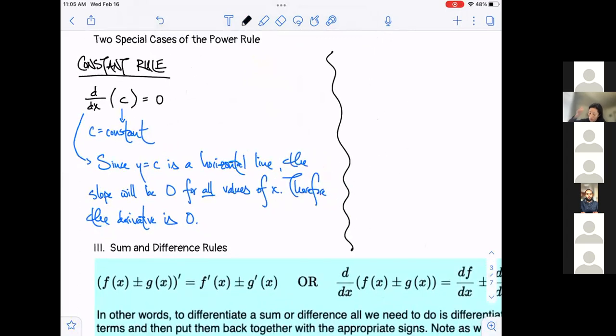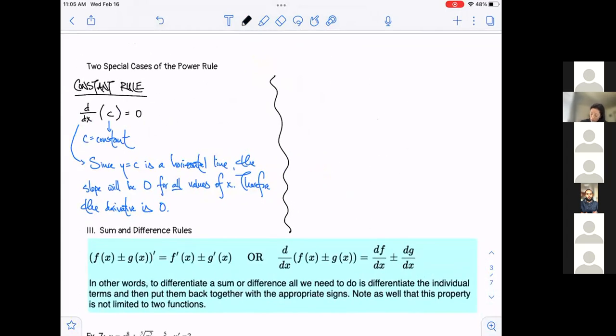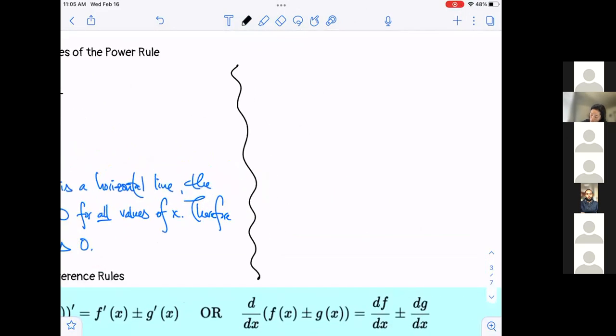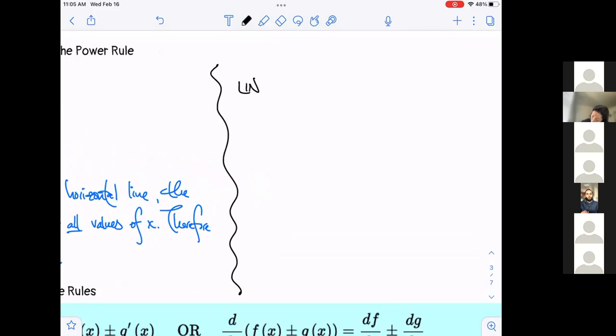So some textbooks consider that a separate rule, and however that fits best in your brain is fine. Another common rule that folks give its own name is the linear rule. The linear rule is a slight modification. It looks like d dx, and inside, instead of just a c, we have cx, right? So cx, kind of like that 2x example. We had a number and then we had x.